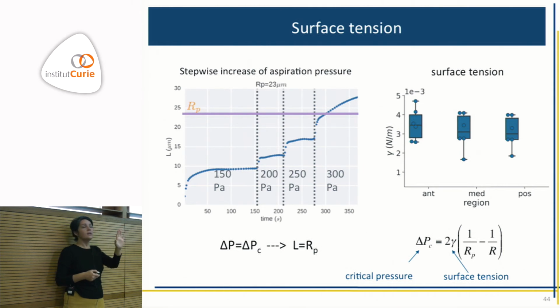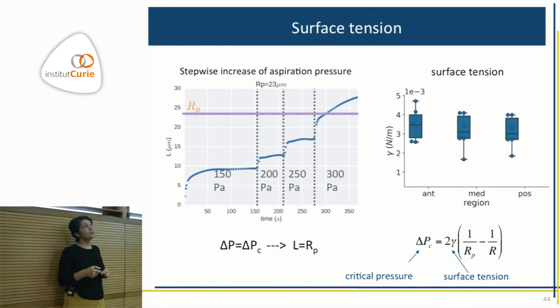So the way we do it is that you take your aggregate and you start to aspirate at very small pressures. So you see here, for example, your deformation is below the radius of your pipette. So you increase your pressure, and so on, until you get to a deformation that is the same size as your pipette radius. At this point, the pressure that you have applied is the critical pressure of the aspiration. So directly from the Laplace law, you can get the surface tension. This is what we call the direct measurement of the surface tension.